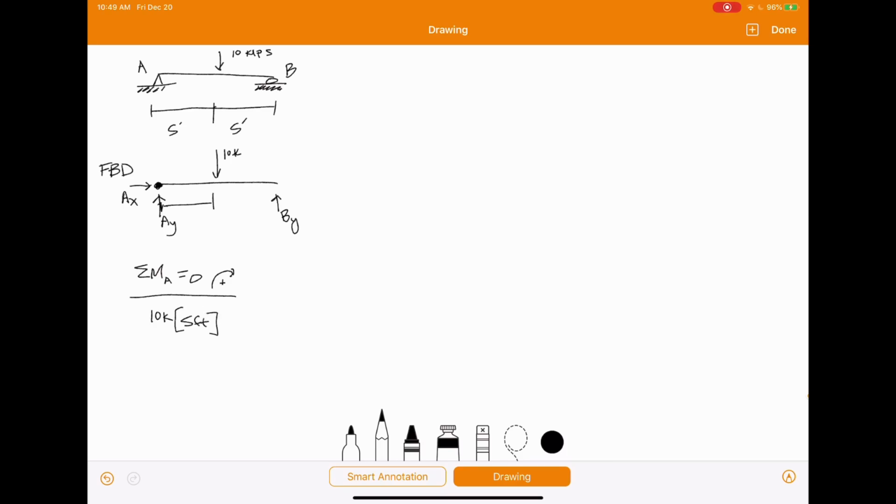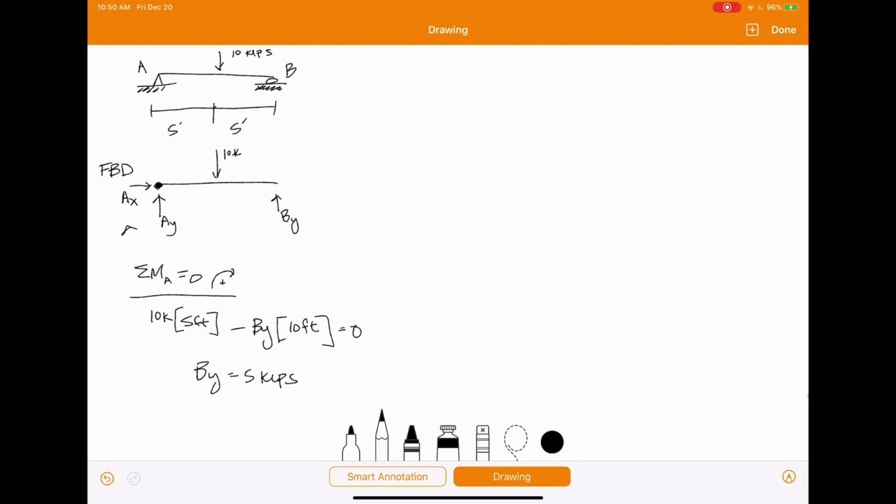And that's positive because as we push down here, the beam wants to rotate this direction around point A, which we defined as the positive direction. So then we've got BY and its moment arm of 10 feet. And that would cause a negative moment, so we'll minus that. That's all of our moments, so we can set that equal to 0 and then solve for our unknown. So if you solve for BY, you'll get that it equals 5 kips.